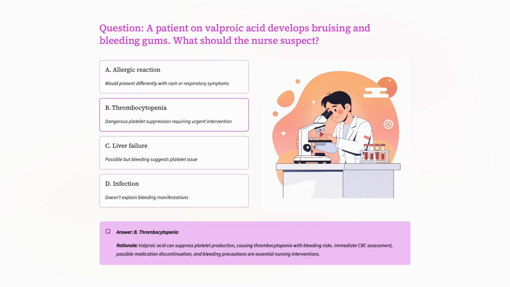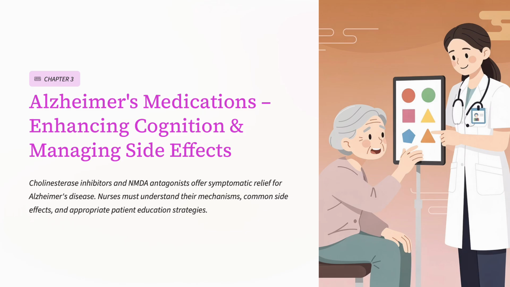So valproic acid suppresses our platelet production, us making platelets. And so thrombocytopenia has a bleeding risk, and immediately we would want to do labs and check their bleeding and how much blood they have, and we would expect that this is thrombocytopenia. So the answer is B.